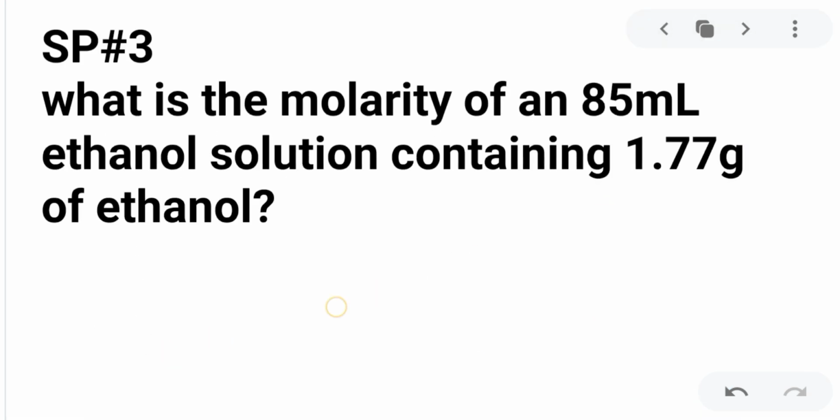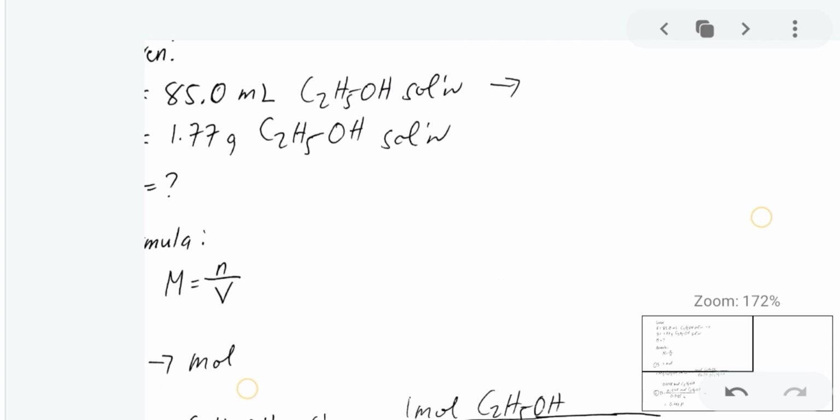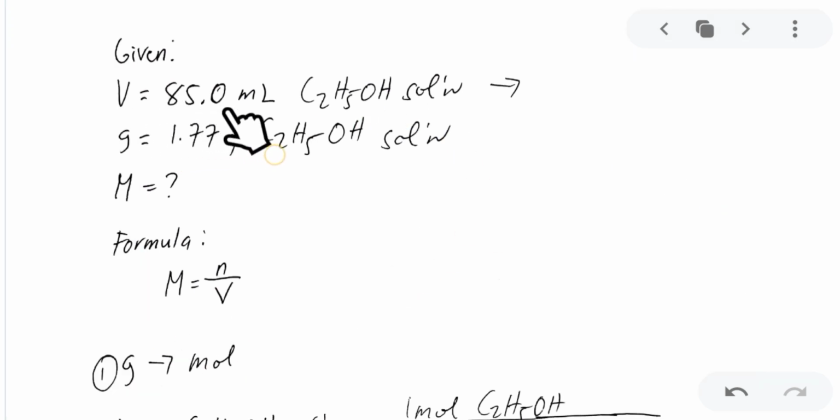Alright? Sample problem number 3. What is the molarity of an 85 mL ethanol solution containing 1.77 grams of ethanol? You are being asked to find the molarity, and the given values here are the volume and the grams. Let's have here: volume is 85.0 milliliters.